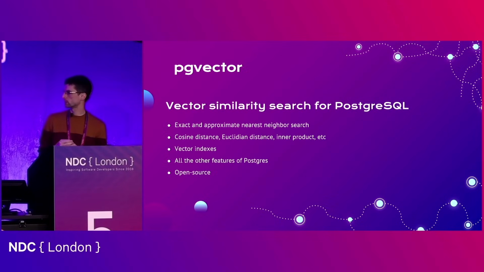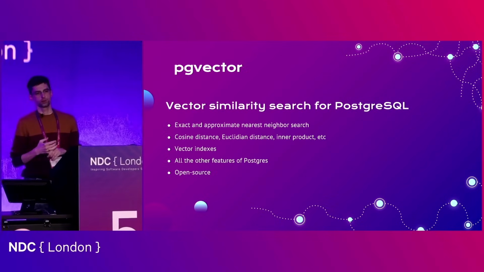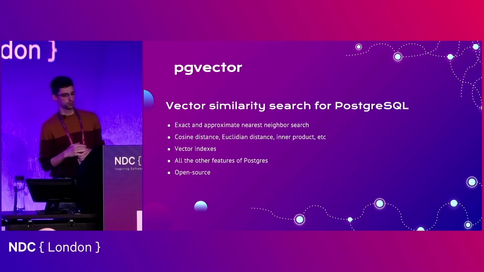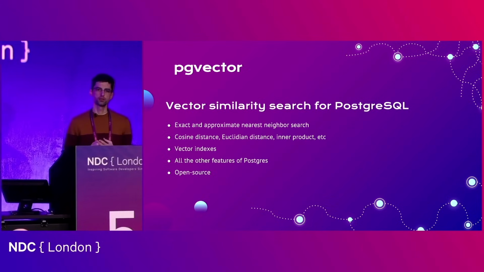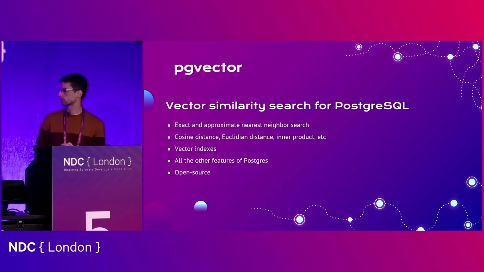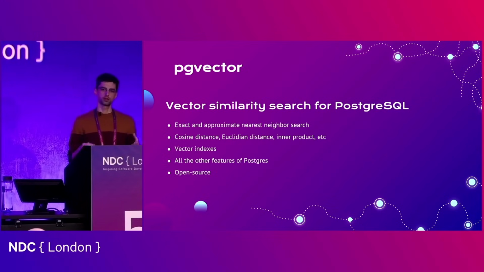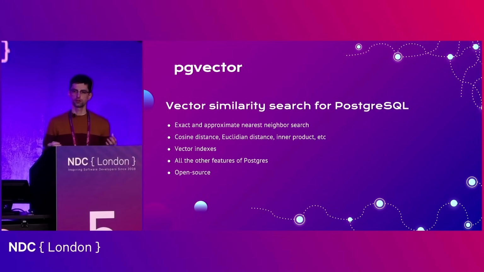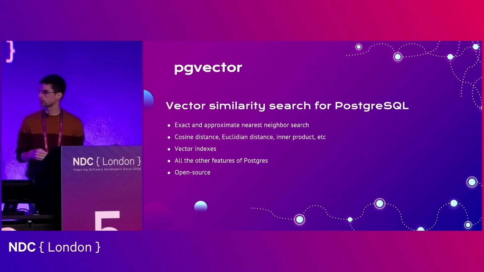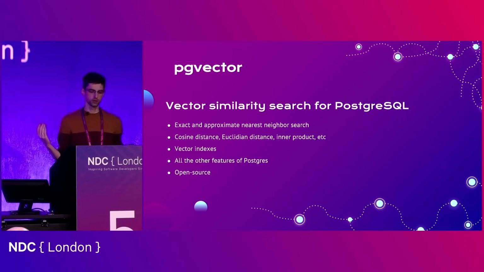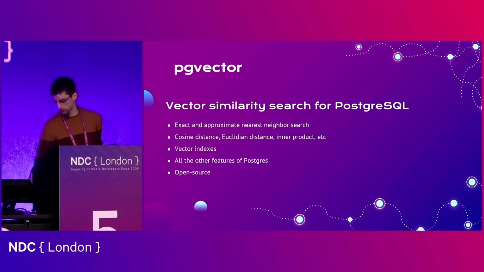So it gives us everything that we need to implement semantic search. It also supports different indexing strategies for vector embeddings. And because all this lives in Postgres, we get all the features that Postgres gives us. And the extension is also open source.